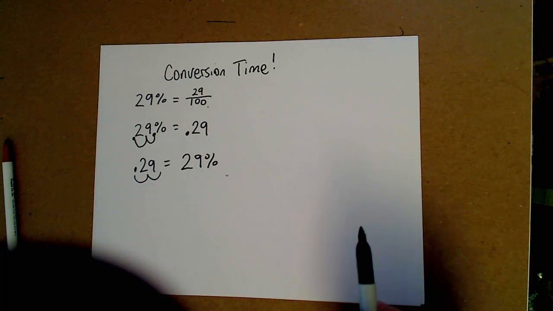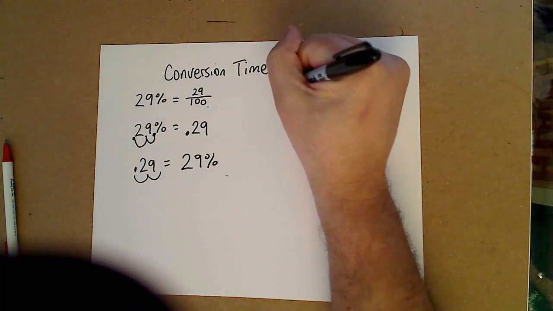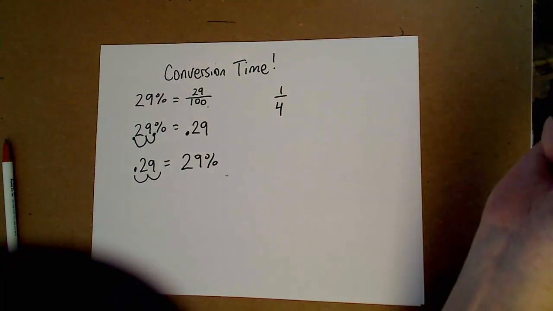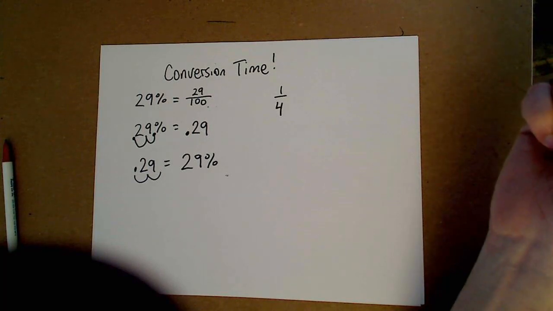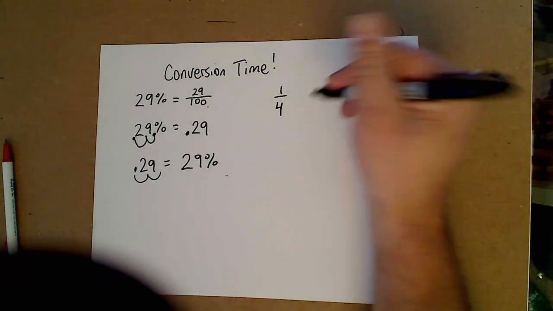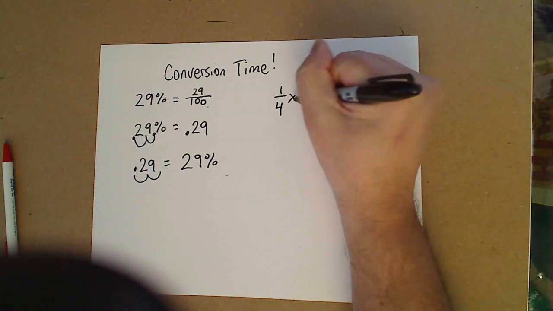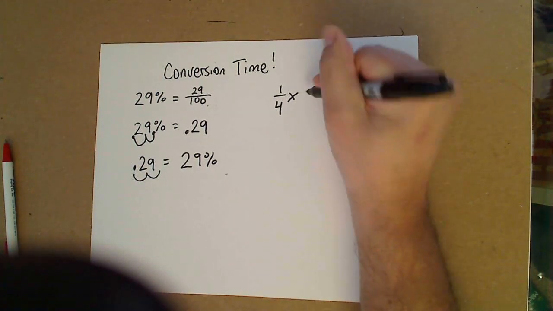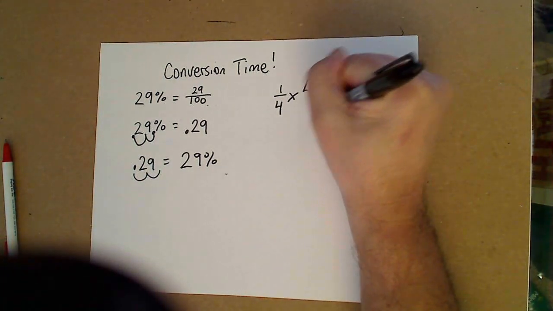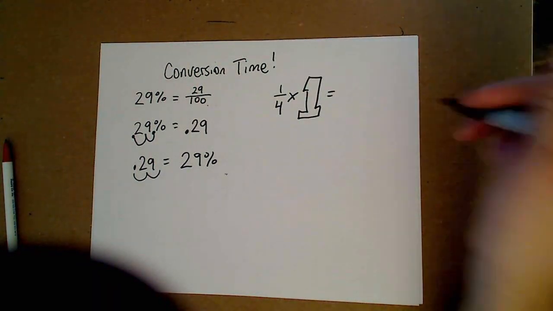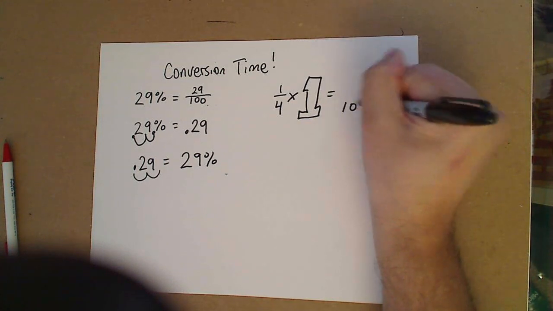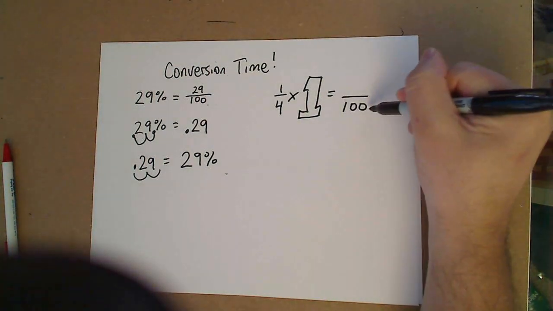Let me give you a new example. Let me go with 1/4. If I have 1/4 and I want to turn that into a percent, there's a couple ways I could do it. Step number 1 is I could turn that into, sorry, I can't draw and talk at the same time. I could turn it into a fraction out of 100 because, again, percent.